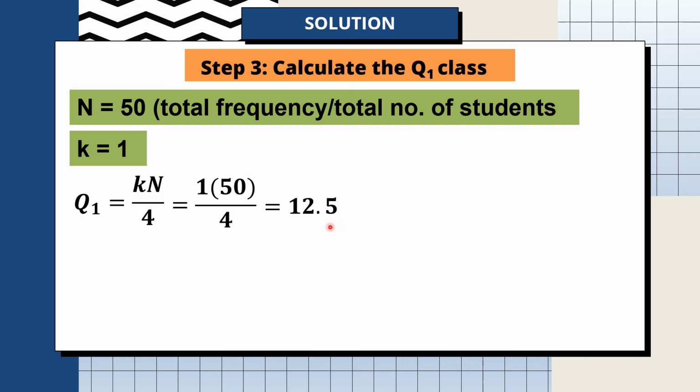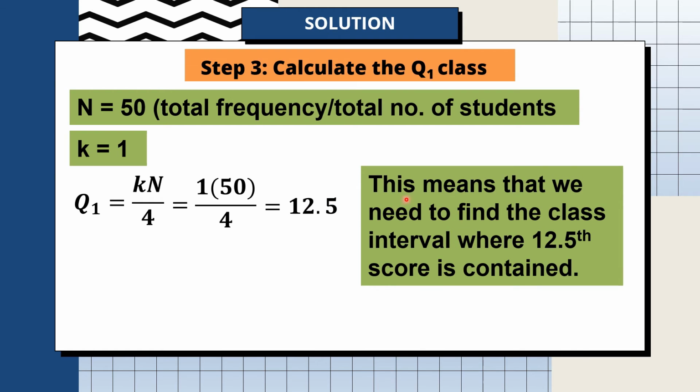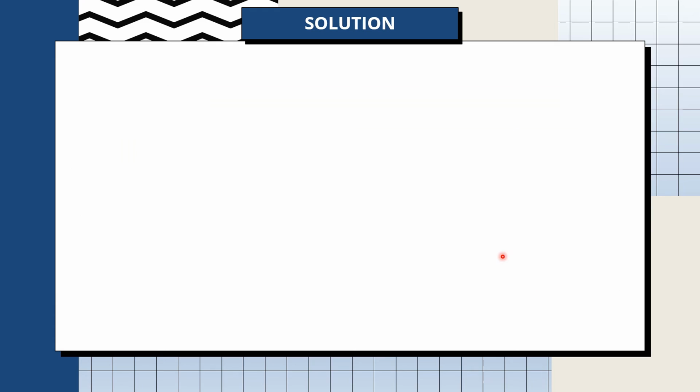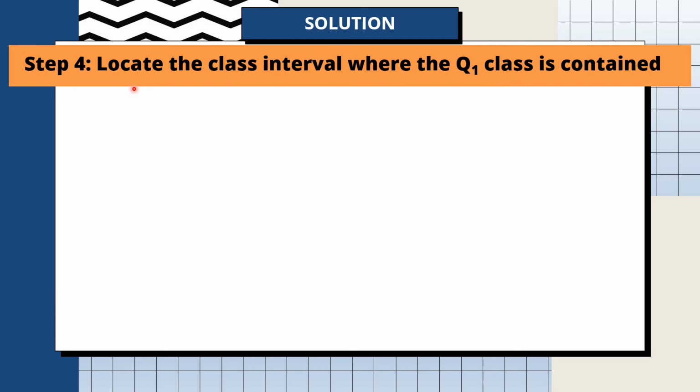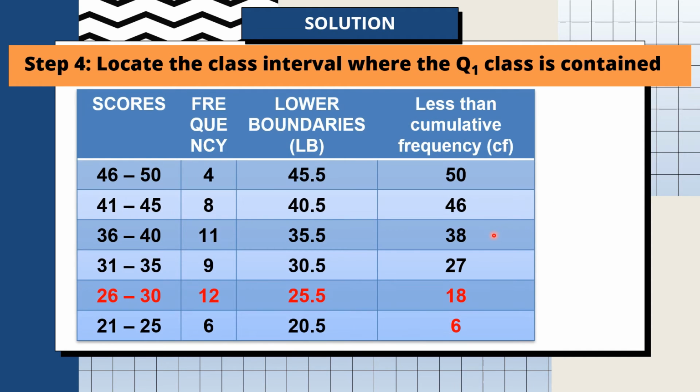So, ano ibig sabihin ng 12.5? Yung 12.5 means that we need to find the class interval wherein yung 12.5 na score is contained. So, ito po yung hahanapin natin dun sa table natin kung saan belong yung score na pang 12.5. Proceed tayo sa ating fourth step, which is to locate the class interval where the Q1 class is contained. So, balikan po natin yung table natin kanina. Titignan natin siya dito sa ating cumulative frequency wherein yung Q1 class natin, ang na-solve natin is 12.5.